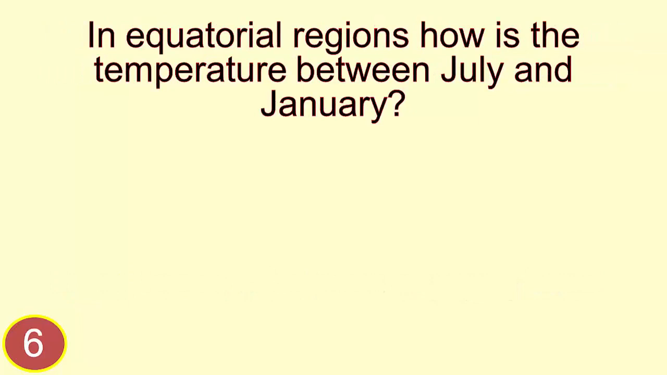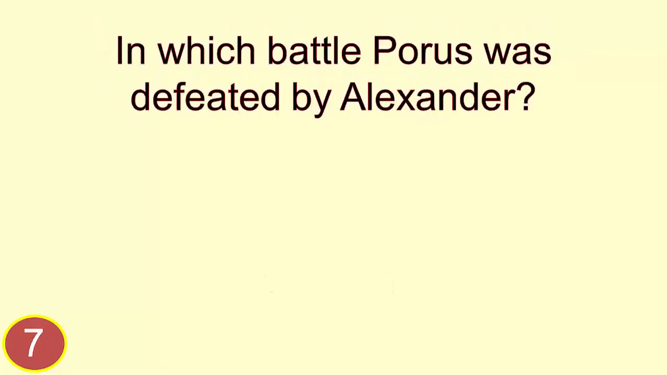In equatorial regions, how is the temperature between July and January? Answer is the same. Equatorial regions are located in the band around the equator and cover about 6% of the Earth's surface. In which battle was Porus defeated by Alexander? Answer is Hydaspes. The Battle of the Hydaspes was fought in 326 BC by Alexander the Great against King Porus on the bank of the river Hydaspes.